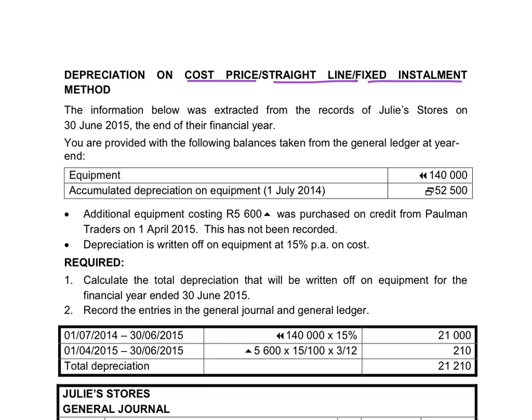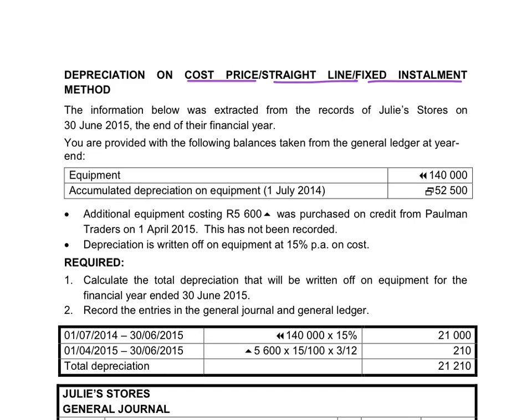So they don't have to use the word cost price. They can say rate of depreciation according to the straight line method or rate of depreciation according to the fixed installment method. That means it's a fixed amount every year.